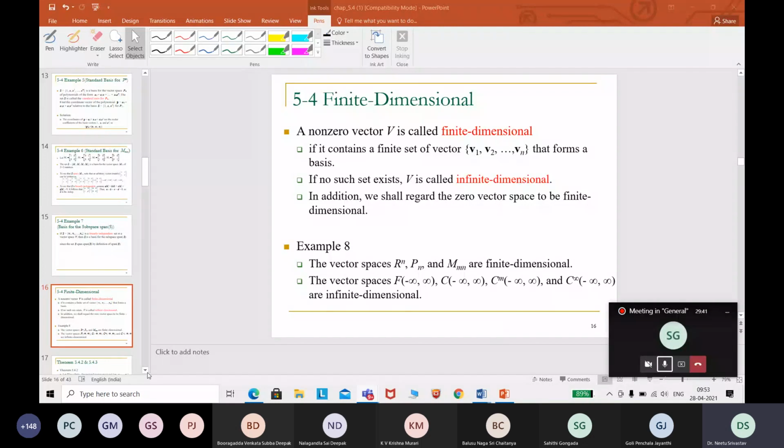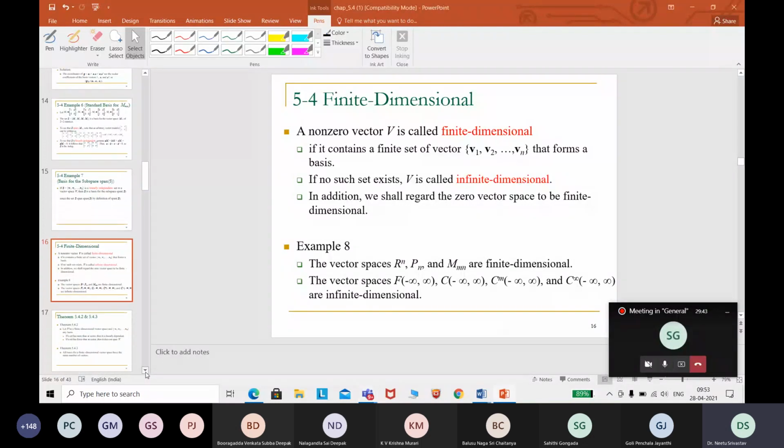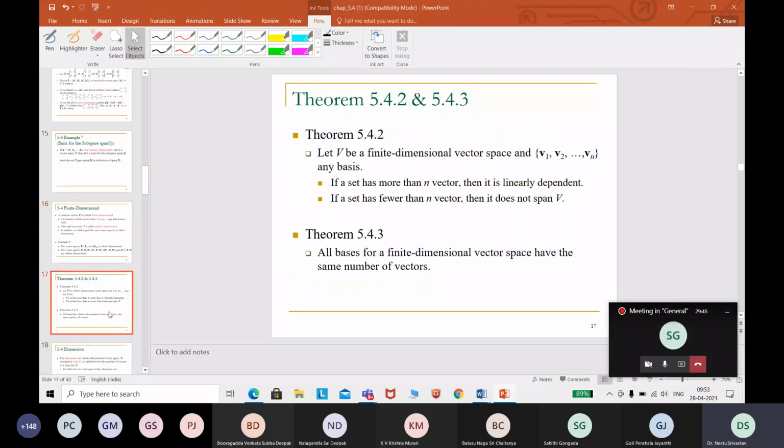Next is a theorem. You have a set V, which is a finite dimensional vector space. This theorem is also very important. Please note it down.